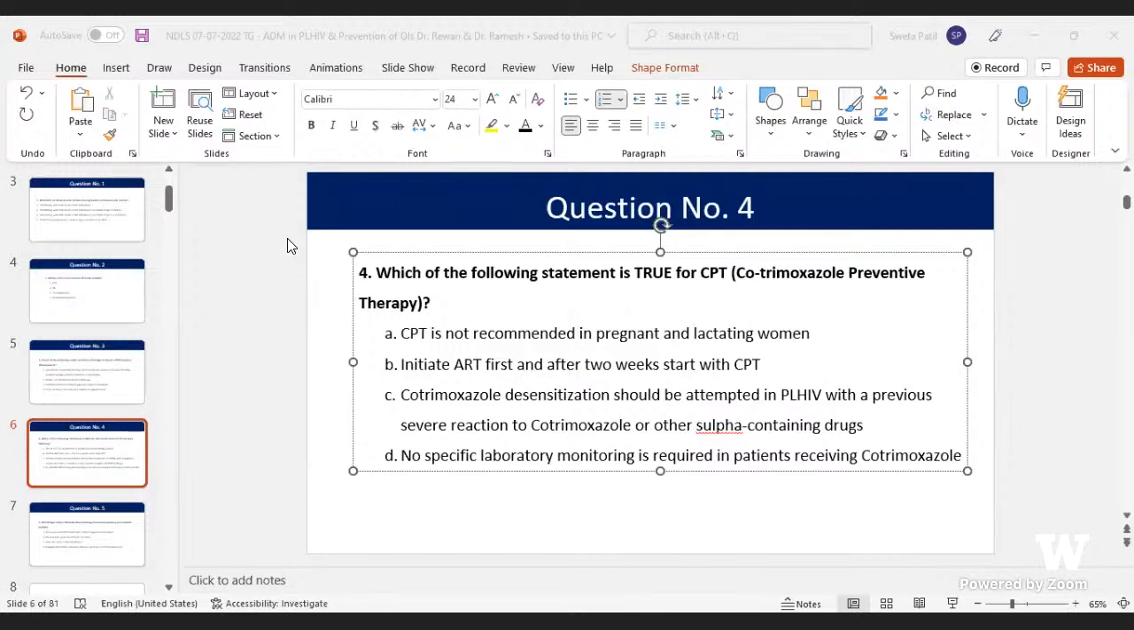Sorry for the interference. Question number 4, which of the following is true for CPT? CPT is not recommended in pregnant and lactating women. Initiate ART first and after 2 weeks start with CPT. Cotrimoxazole desensitization should be attempted in PLHIV with a previous severe reaction to cotrimoxazole or other sulfa-containing drugs. No specific laboratory monitoring is required in patients receiving cotrimoxazole.